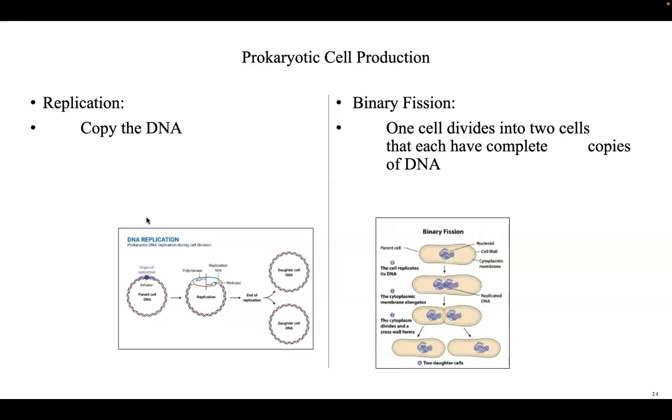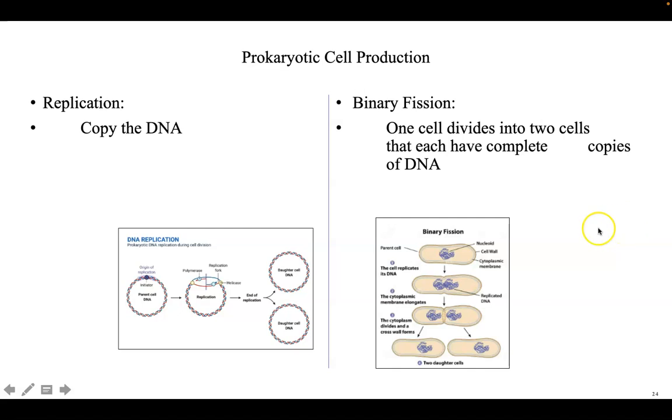So in our prokaryotic cell production, we have replication, where we're copying our DNA, and this is where you remember we had a point which was called our origin of replication. This is where we are unzipping our DNA so that a copy can be made, and then we have two copies of that same DNA information in the cell. That is what's happening in replication. We are replicating the DNA.